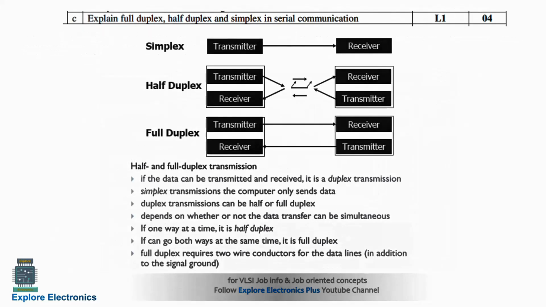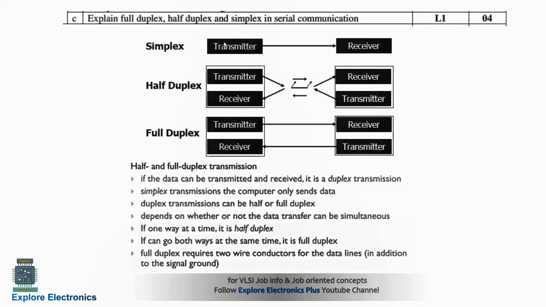Then the next question is on serial communication. Explain full duplex, half duplex and simplex in serial communication. Simplex in the sense, suppose two people or two systems are communicating. Let us consider A and B. A is a transmitter and B is a receiver, which means A can't receive and B can't transmit. That will be called a simplex transmission.